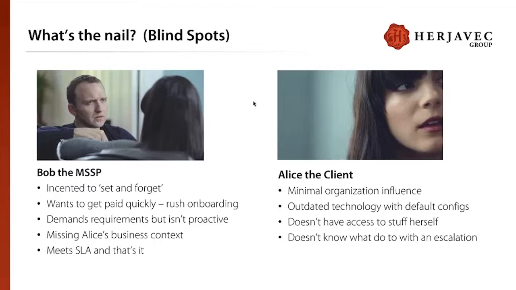And access-wise, I mean, she has access to some of the security stuff, but what about the rest of the network, the rest of the devices? So if there's a change that Bob wants to implement, what's Alice's influence to actually get the changes to happen? And finally, another blind spot for Alice is her ability to escalate things and take action once Bob has shown her that there's a problem. Like for example, there's a nail in her head.